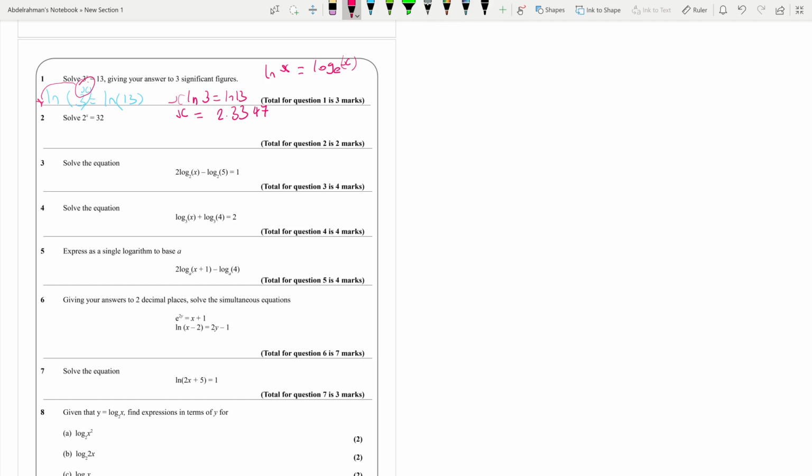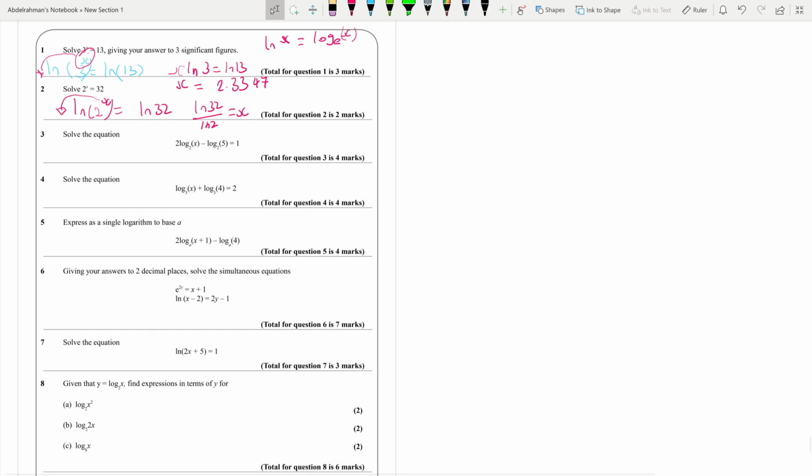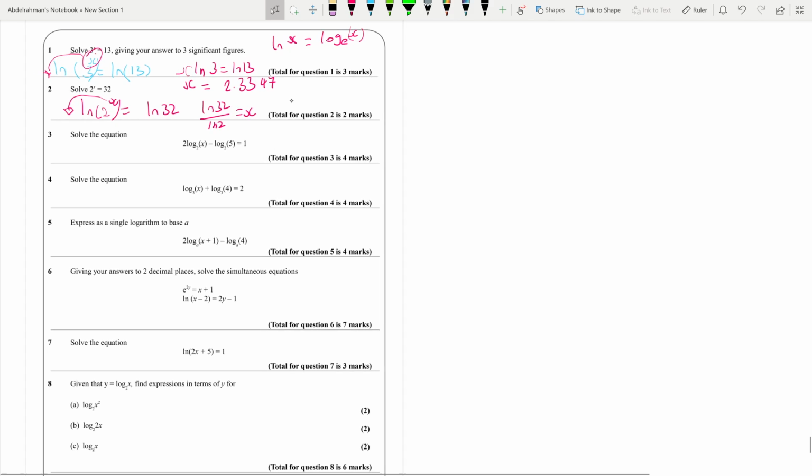Here as well, 2 to the power of x equal to 32, and if we do ln of both sides, then the x goes there because it's a power, therefore we have ln 32 over ln 2 equal to x. Okay, and that should give us 5, I think. Yes, x equal to 5.